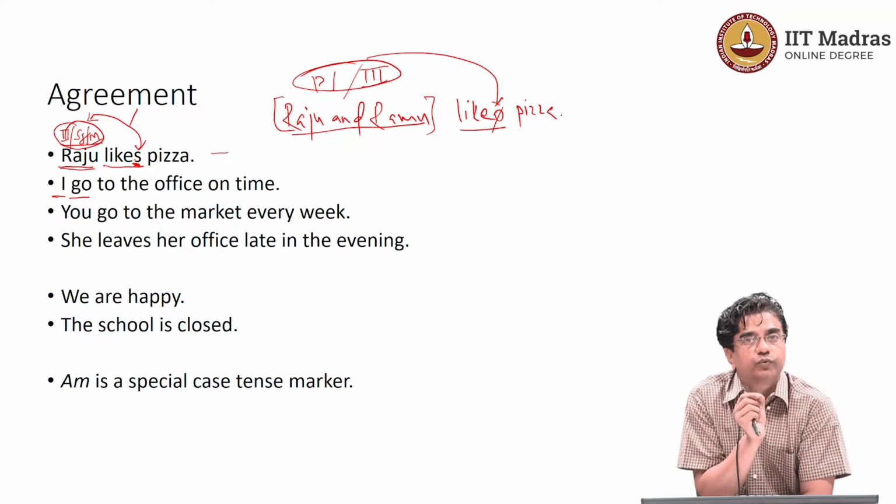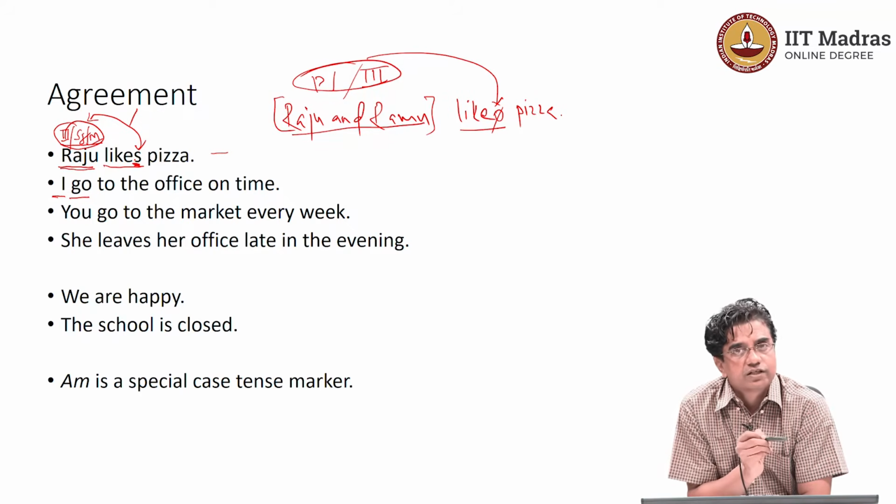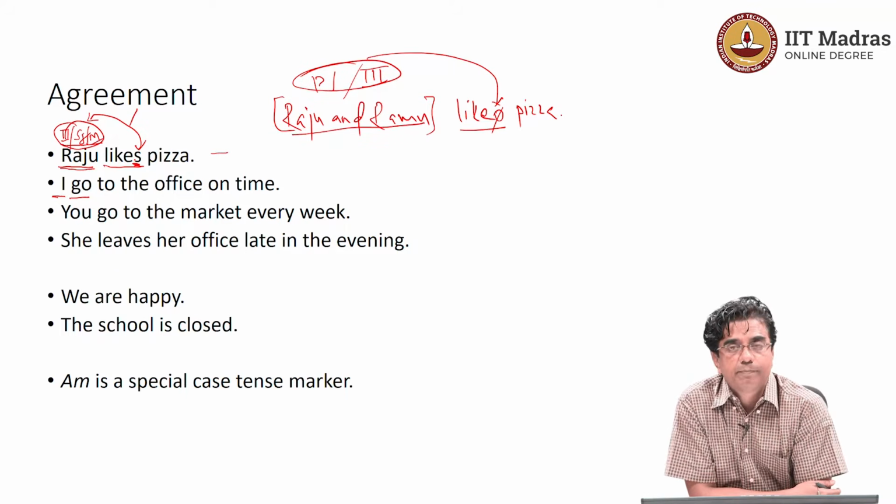So, I remind you one more thing. One is this first person and its agreement. The other was the dropping of the subject in imperative sentences, like sit down.